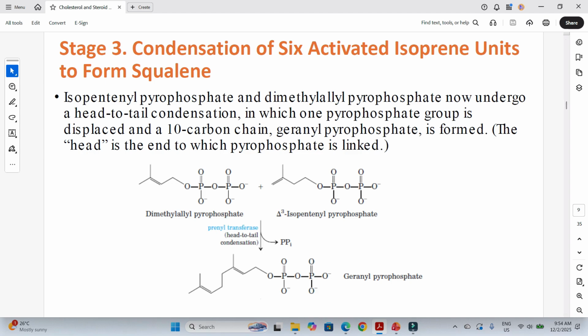Now, the third stage in the synthesis of cholesterol is the condensation of 6 activated isoprene units to form squalene. So you have here dimethylallyl pyrophosphate and delta-3 isopentenyl pyrophosphate. I'm just going to refer to it from now on as isopentenyl pyrophosphate. Now these two molecules react to form geranyl pyrophosphate. Isopentenyl pyrophosphate and dimethylallyl pyrophosphate undergo a head-to-tail condensation. As I mentioned, the head is the end to which the pyrophosphate is linked. So this is the head, that is the tail, that is the head, and this is the tail.